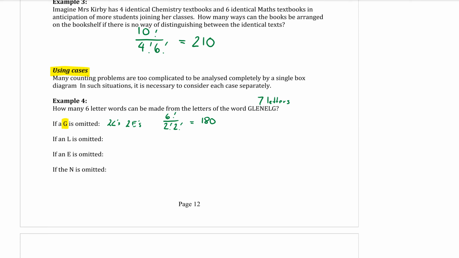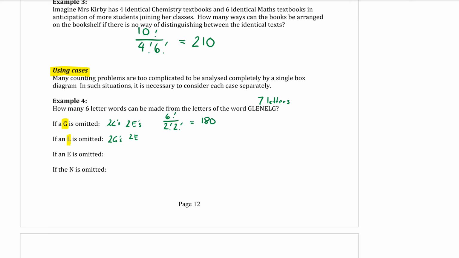Okay, so let's now do the L is omitted. If 1 L is omitted, because you can only get rid of 1 letter, we then only have 1 L left, but 2 G's and 2 E's. That's right. 2 G's and 2 E's, which means it's going to be the same as the last one.